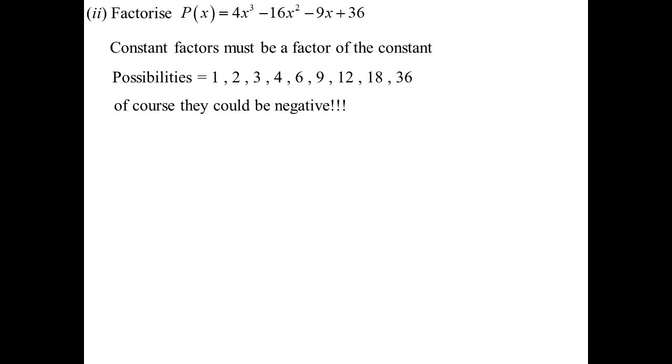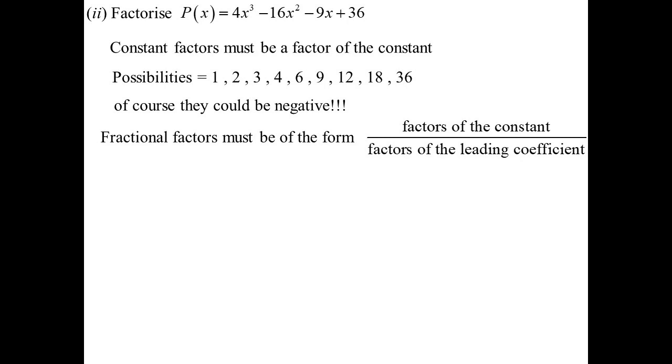So now I've got all those. But hang on a sec, this is not monic. So I've got other things that are possible. Fractional factors. Because you might end up with, say, 4x plus a number, we'll say it was 4x plus 1. 4x plus 1 would give you the solution x equals negative a quarter. And so negative a quarter is a possibility. Anything that's in that form. Factors of the constant divided by factors of the leading coefficient is a potential solution.